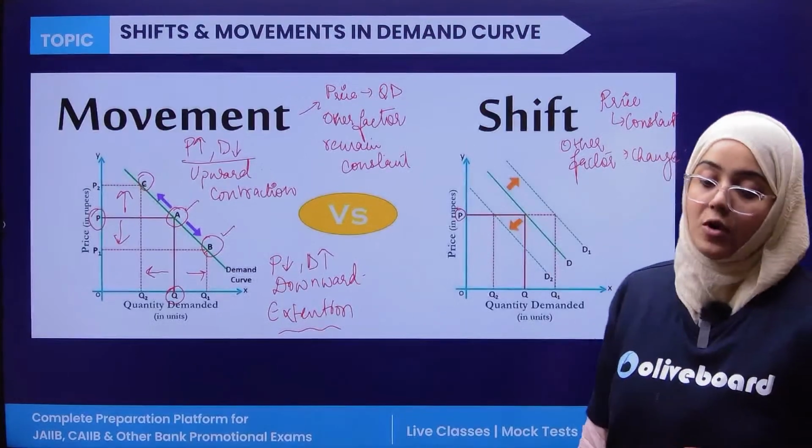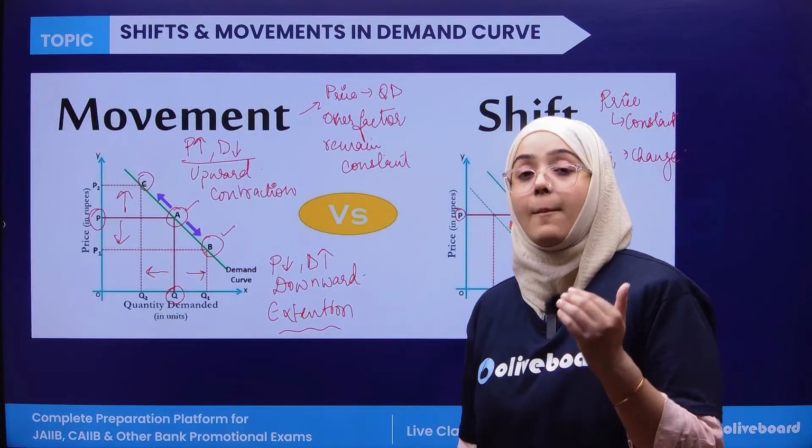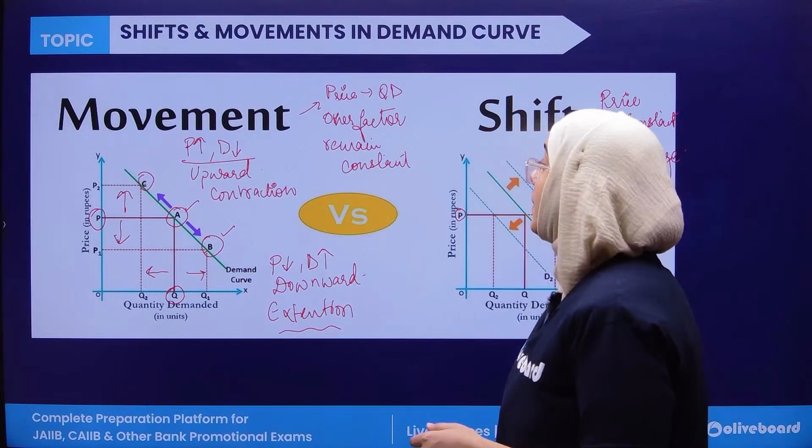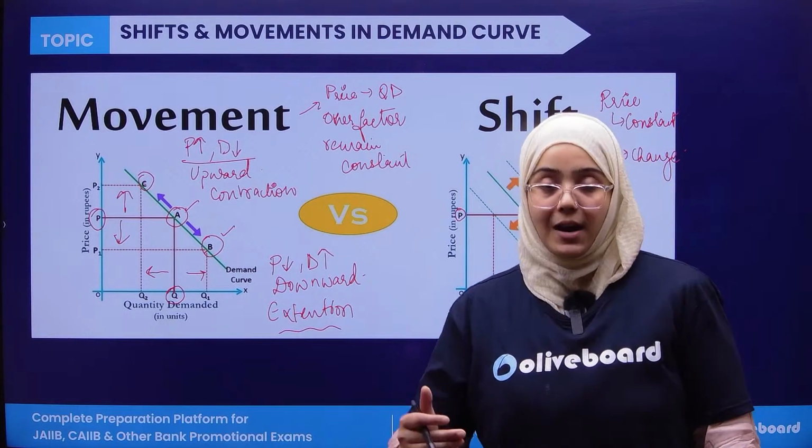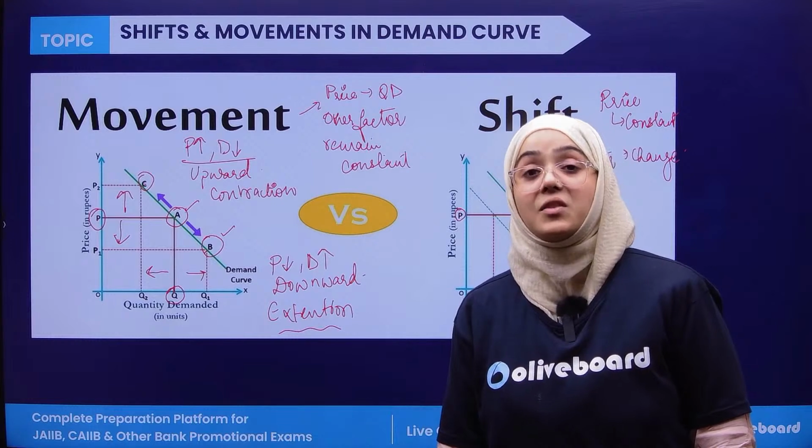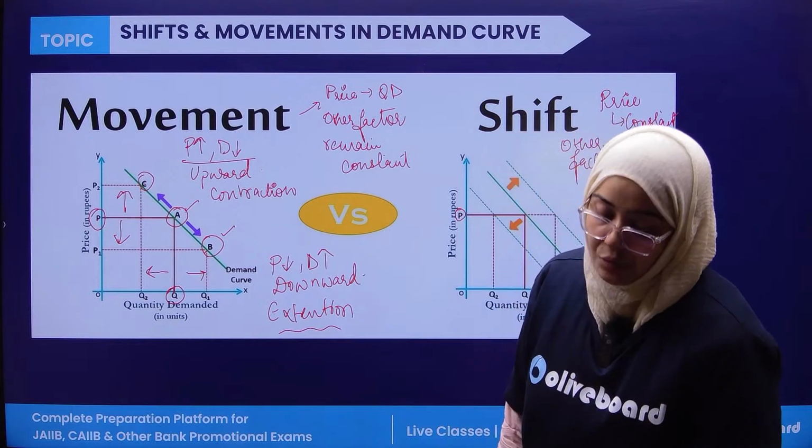And extension and contraction is the either upward or downward movement. Always remember, in contraction, the demand curve will move upward, and in extension, the demand curve will move downward.